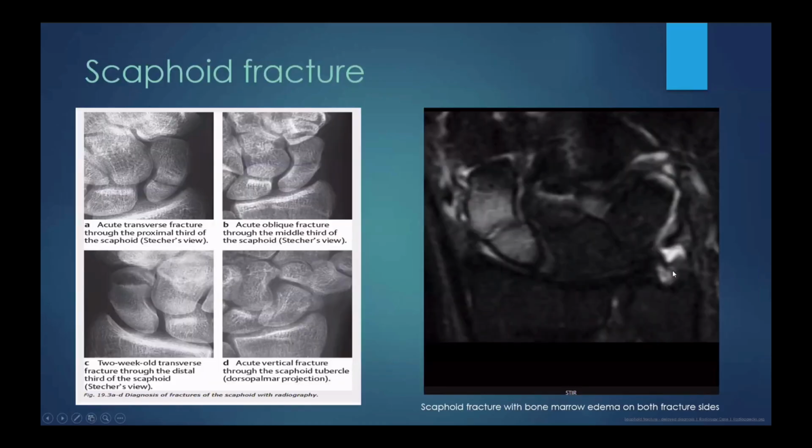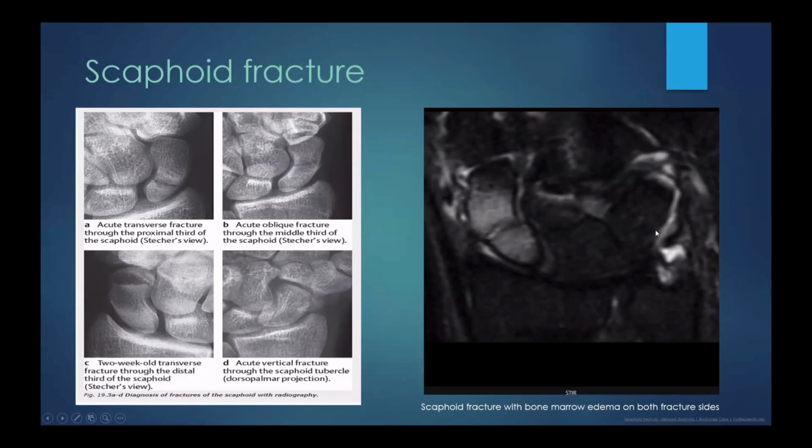I will talk about one of the commonest fractures we see in daily practice, which is the scaphoid fracture. Scaphoid fracture is a very important entity because some cases develop avascular necrosis. Sometimes we get a fracture at the proximal pole, sometimes at the middle pole or at the waist of the scaphoid bone, sometimes at the distal pole, and occasionally we see it as a vertical fracture.